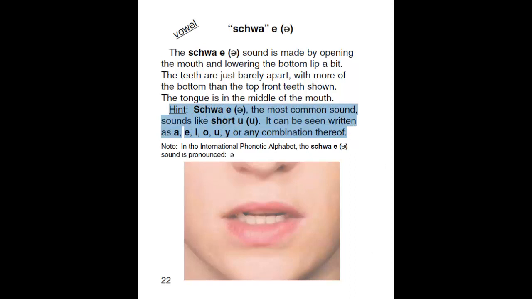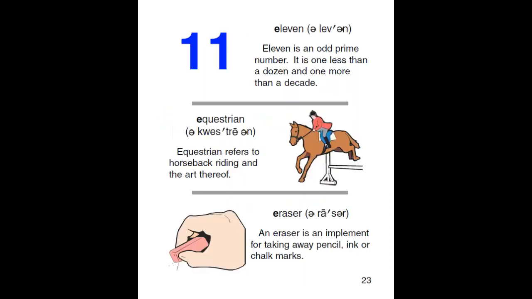Schwa E. The schwa E sound is made by opening the mouth and lowering the bottom lip a bit. The teeth are just barely apart, with more of the bottom than the top front teeth shown. The tongue is in the middle of the mouth.